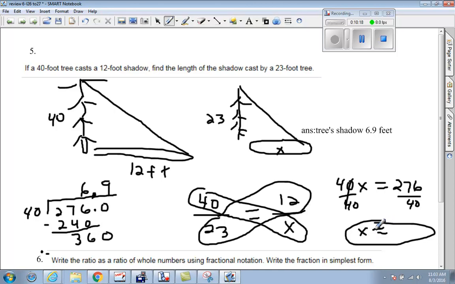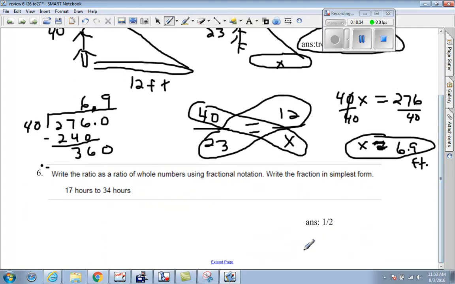So it's not approximately, it's exactly. Change that to an equal sign. So 6.9. So now we see where the answer came from. The shadow is 6.9 feet. Okay. All right, let's head to the next one.